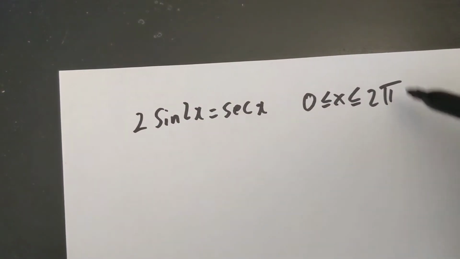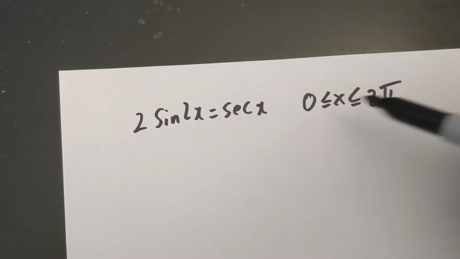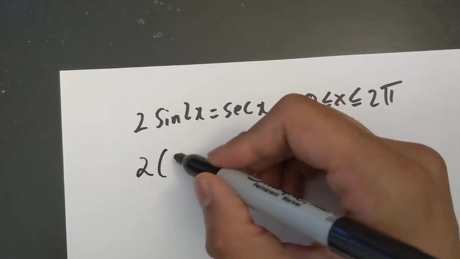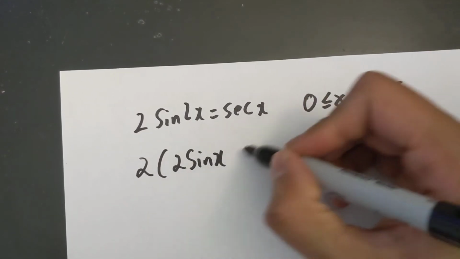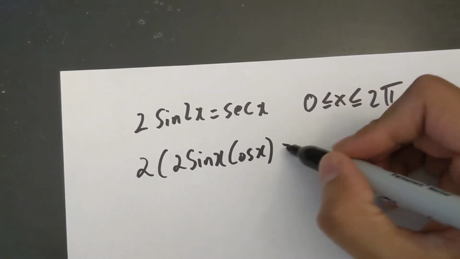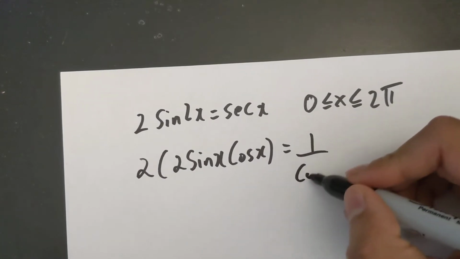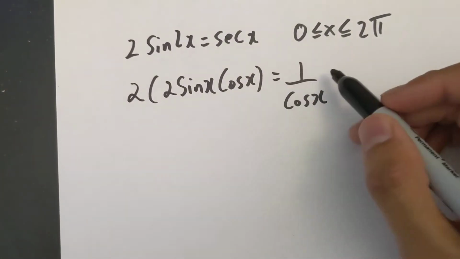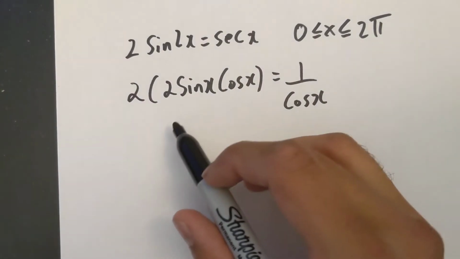Okay, so we have this equation and we have our range: x has to be between 0 and 2 pi. So I'm going to start and solve this. I'm going to convert that using my double angle formula, so that's 2 sine x cos x. I'm going to convert that to 1 over cos x. Okay, now I want to make this all equal to 0 to simplify it into an equation.